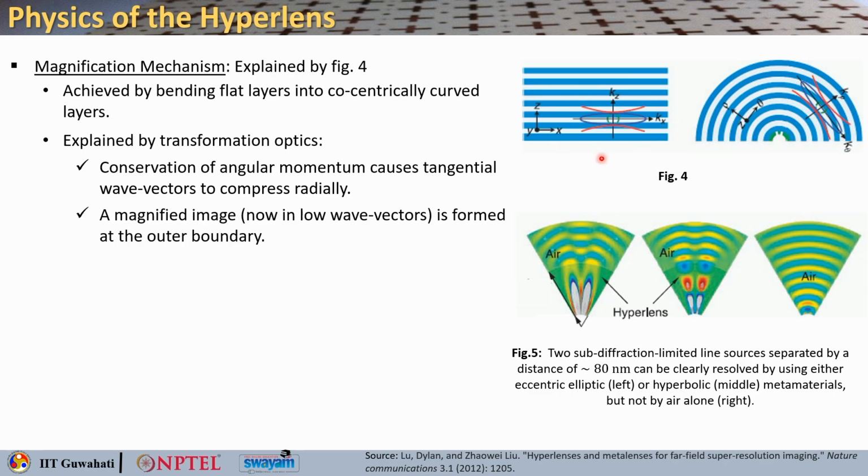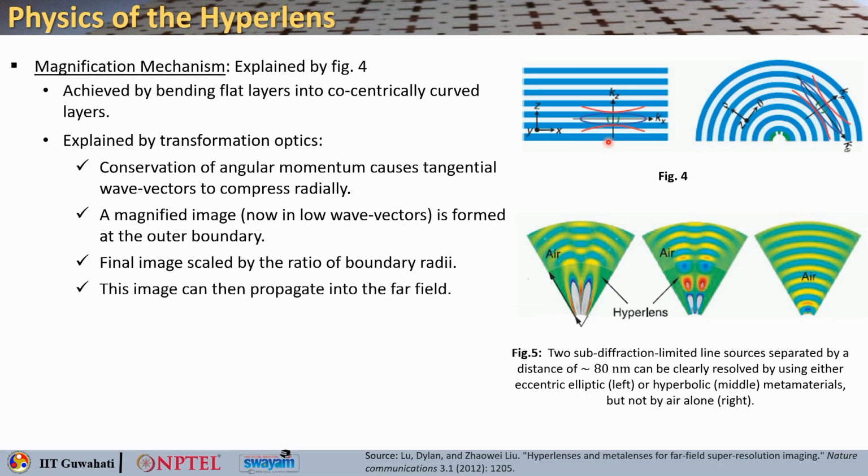Now we will see that a magnified image, which is basically a low wave vector image, will be formed at the outer boundary of each case, and the final image is scaled by the ratio of the boundary radii. So, what is happening? This is the portion where the hyperlens is placed. You can see these are the hyperlens. Here are the sub-wavelength features, the two small features, as you can see. Okay. Now, what is the objective? You want to image it here in the far field.